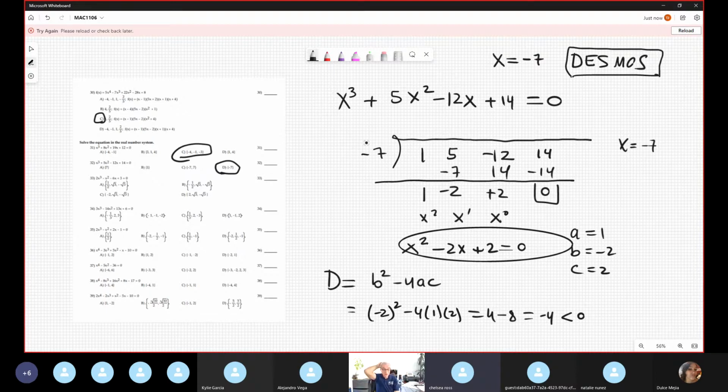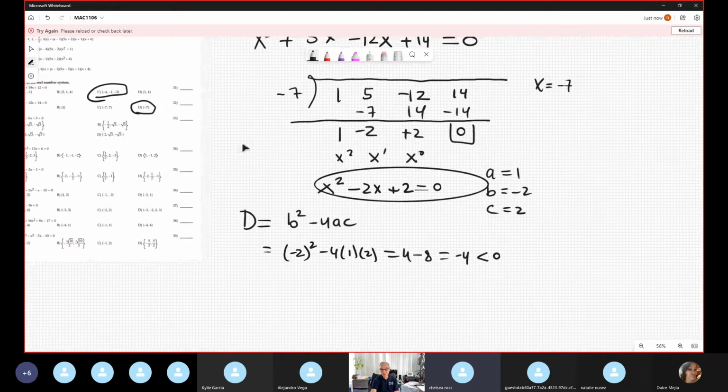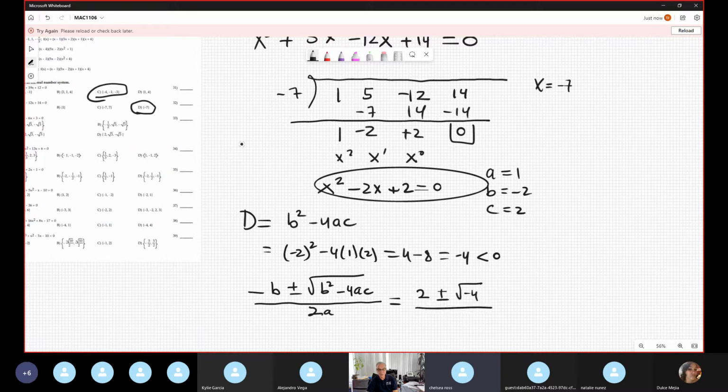Suppose another student says, well, okay, I don't like this. I never memorize this discriminant, what the hell, I don't understand. But I memorized the quadratic formula. It's the same thing. Substituting, it is minus, double minus, b is 2 plus or minus the square root of that part I did before, which is negative 4, over 2 times 1, which is 2. This is 2 plus or minus 2i.